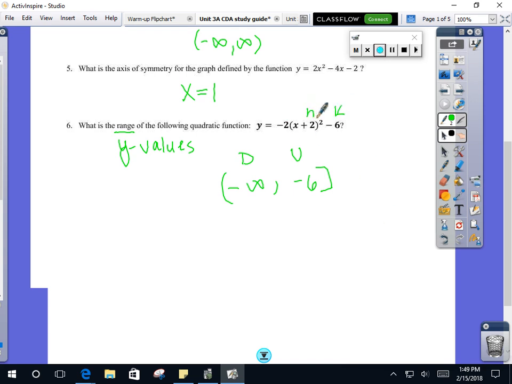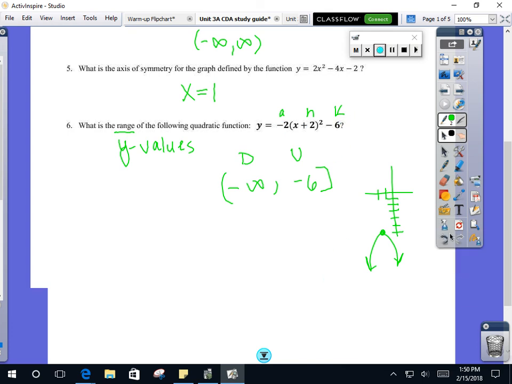Now, what Zaire was trying to say is, if you know the rules, you know that this is the h, this is the k, and this is the a. This h being positive 2 would send it left 2, and this k would send it down 6. One more. So the vertex would be here, and then that negative would open it down. And so it goes down forever up to -6. But if you're not able to visualize it or create a quick graph like that, just graph it in your calculator and look at it.